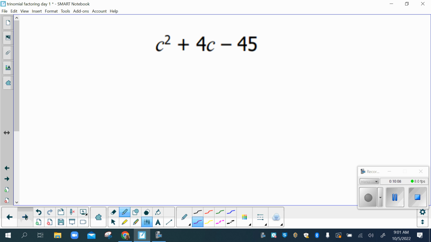Okay, lobsters, try this one all on your own. Factors of 45 that subtract to be 4. One will be positive, one will be negative.